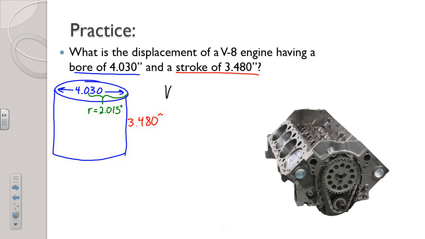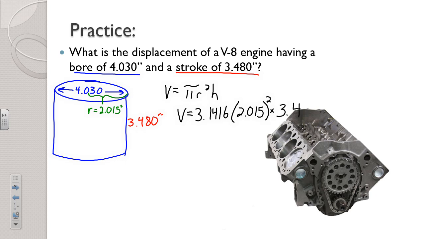We know that the volume of this is pi r squared times height, since it's a cylinder. And that means our volume is 3.1416 times 2.015 squared times our height of 3.48. I guess I'm running onto the engine there a little bit. Sorry about that. Times 3.480 inches, our height. And that gives us a volume of 44.39, those are cubic inches per cylinder.